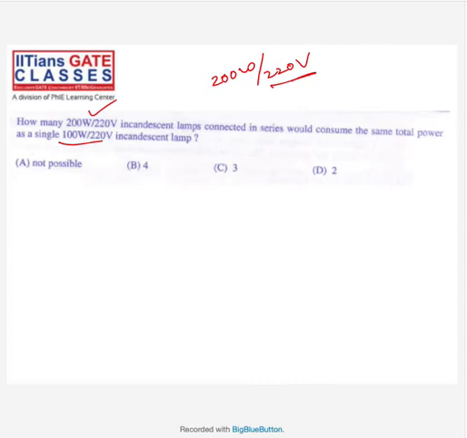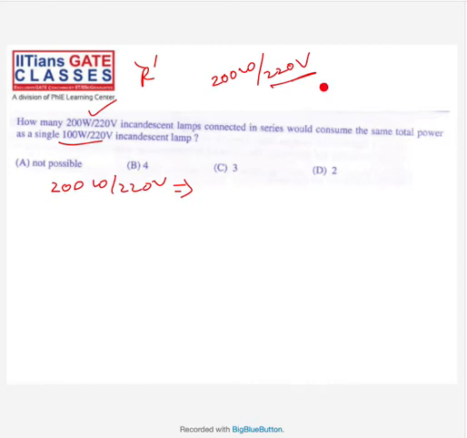So for that, first we'll take 200 watt by 220 volts. For all these problems, what you have to do is calculate the resistance of each bulb. The important thing here is that you have to calculate the resistance of each bulb. So can someone tell me how to find the resistance of such bulbs?